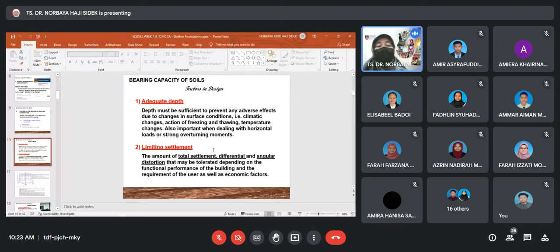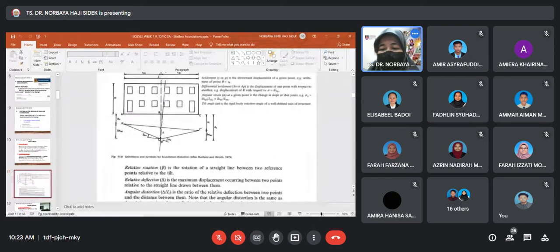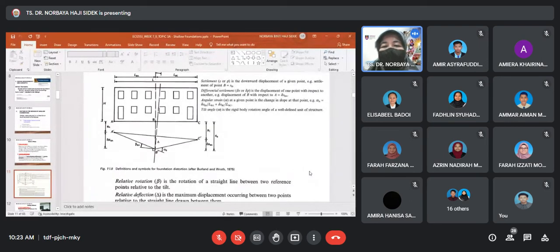And then limiting settlement: the amount of total settlement, differential settlement and angular deviation that may be tolerated, depending on the functional performance of the building. So what do total settlement, differential settlement and so on mean? Let's look at an example here. Can you see this? Do I need to enlarge it? The writing is a bit gray.